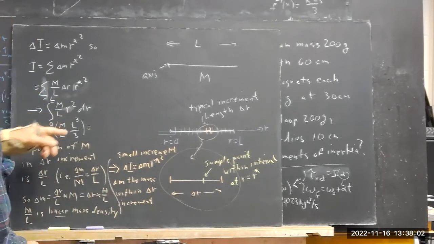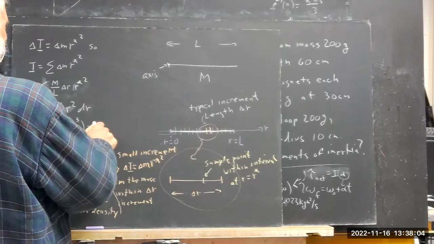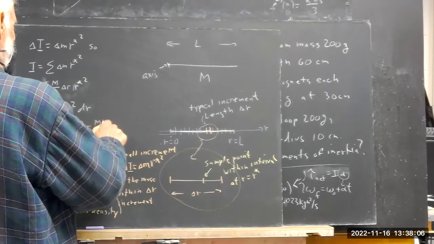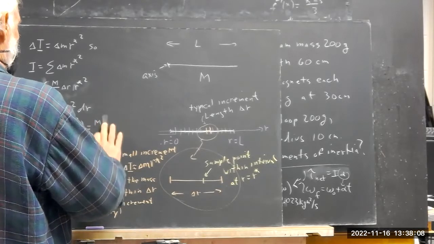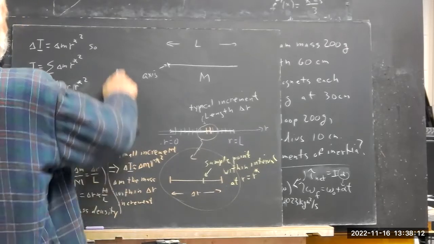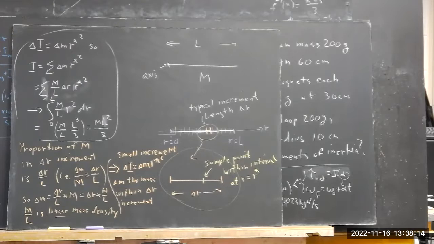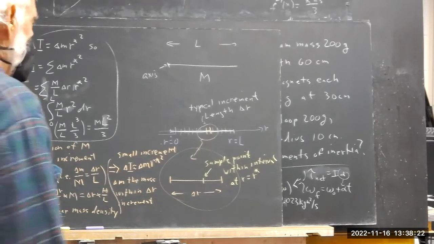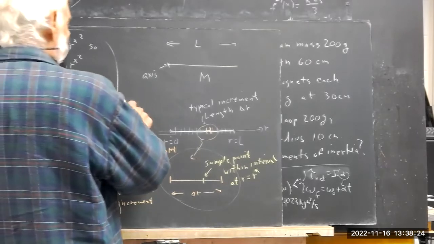M over L times L cubed over 3, which is ML squared over 3.